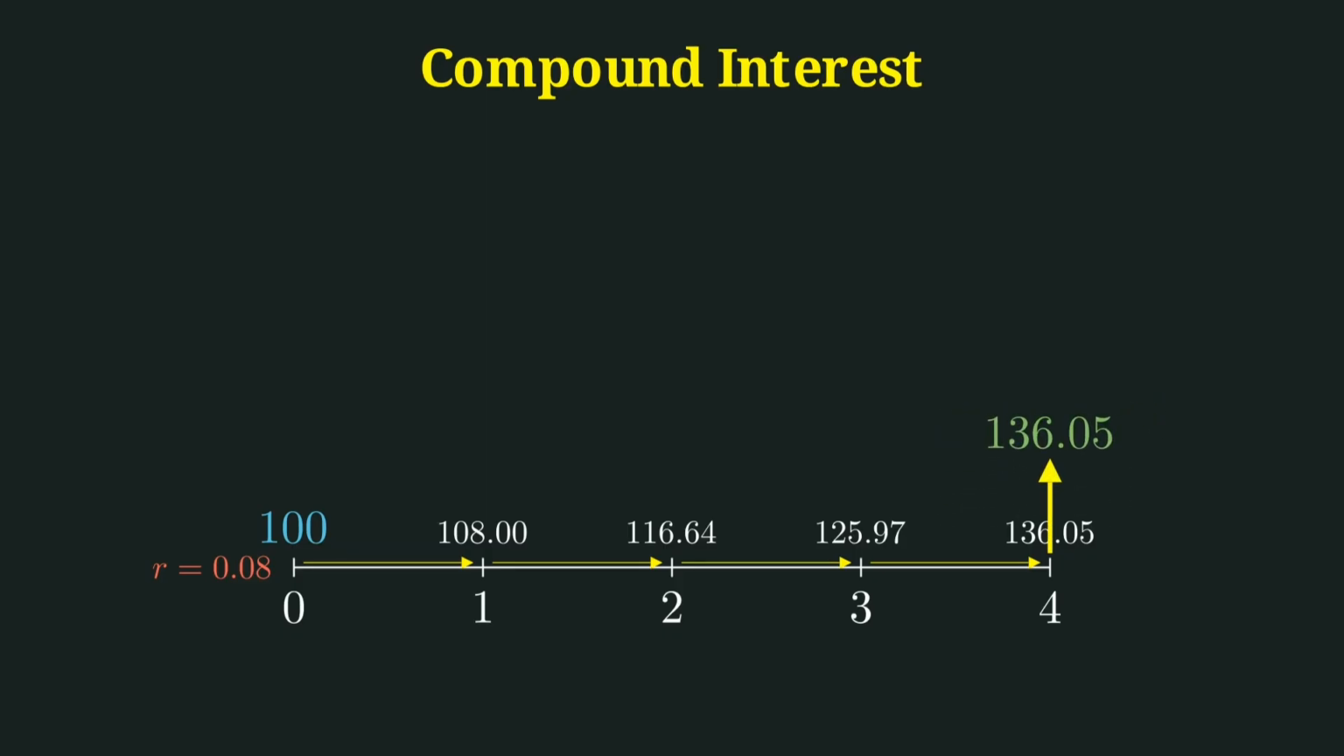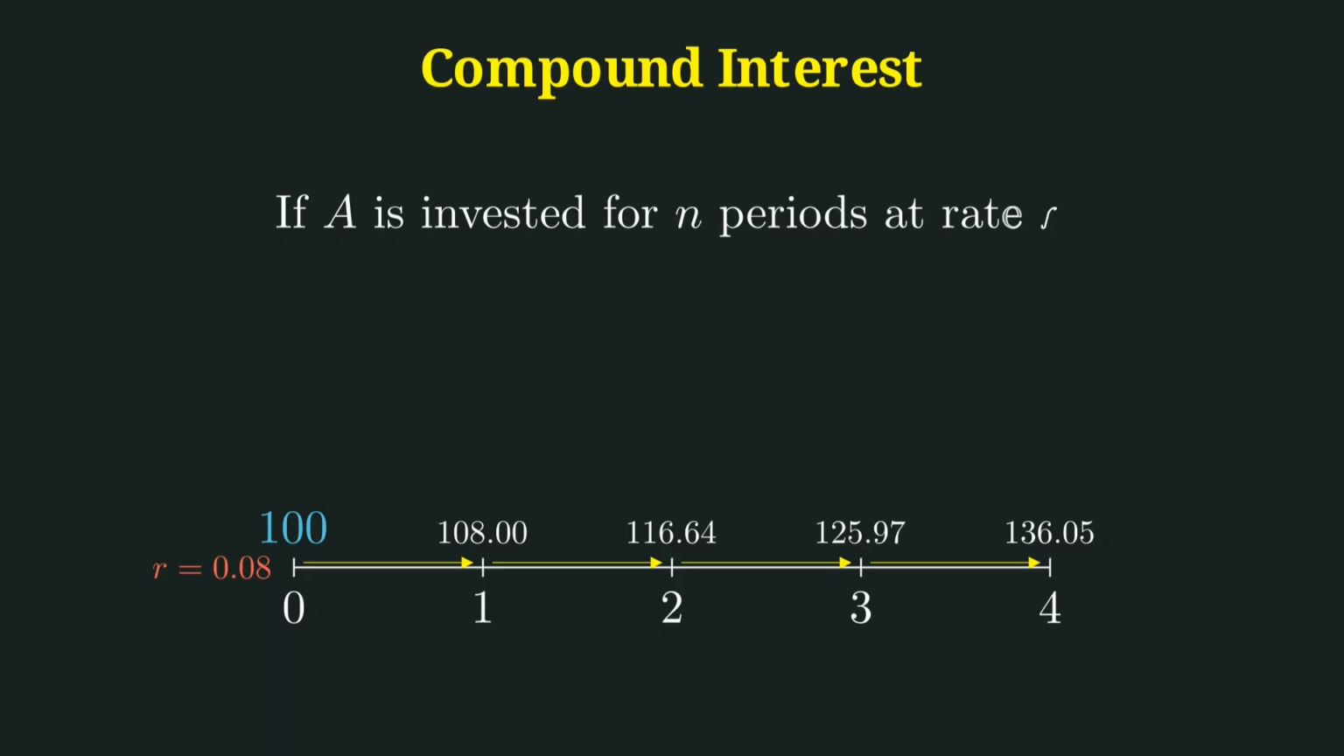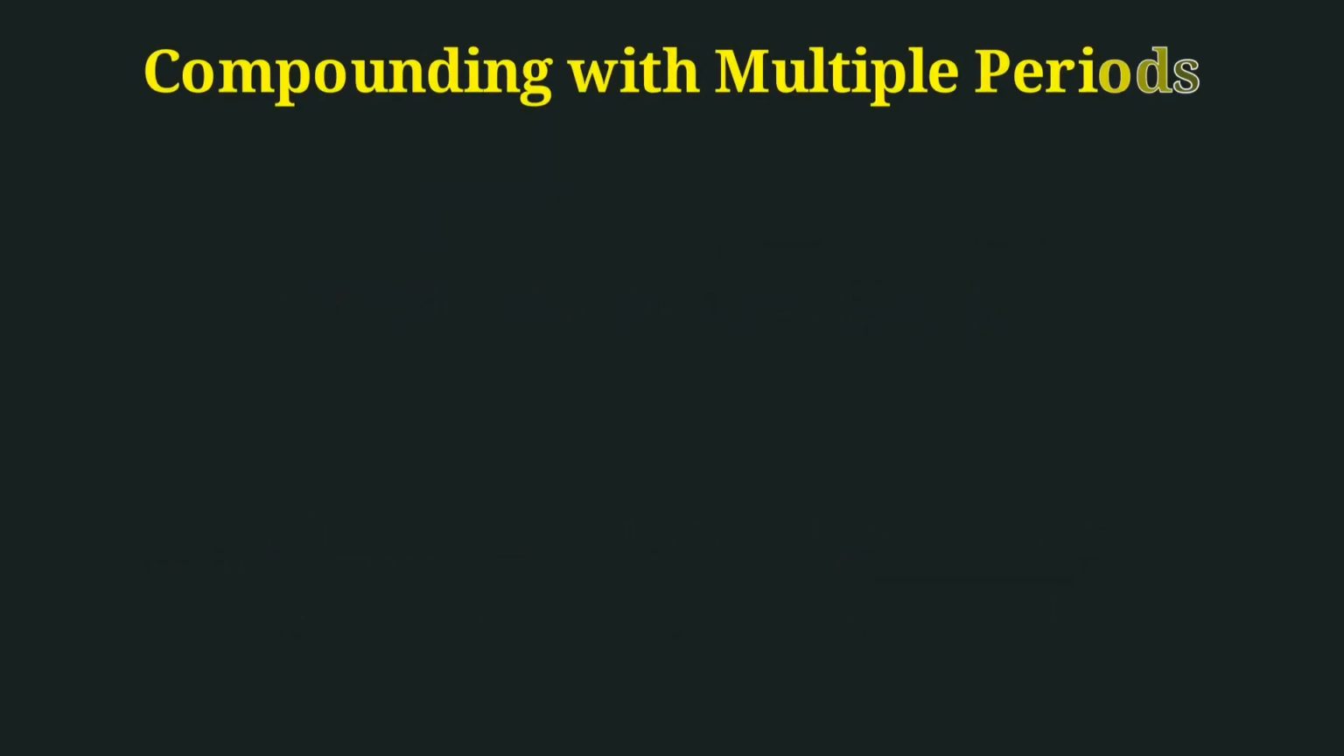Generally, with a deposit A with interest rate R, then the value at maturity will be equal to A times 1 plus R to the power of N. The other point is compounding with multiple periods.